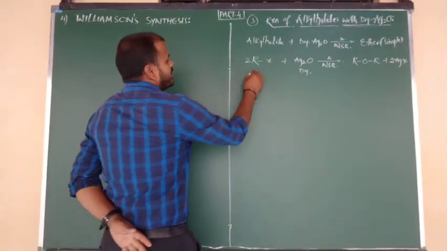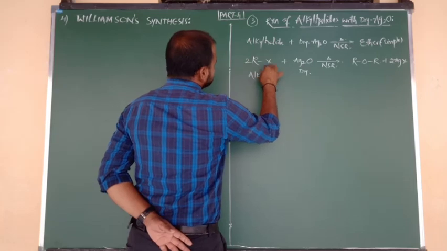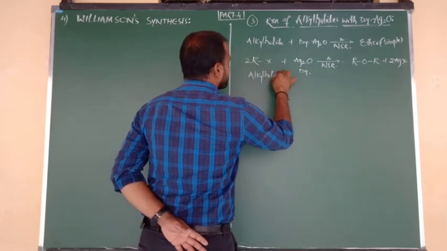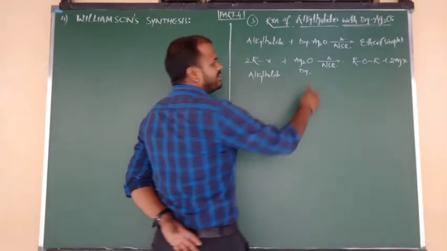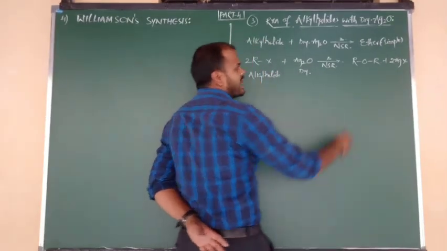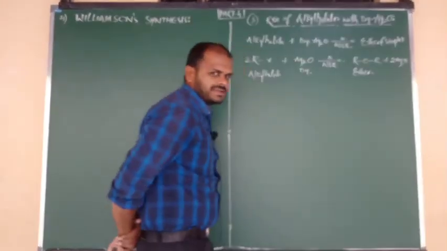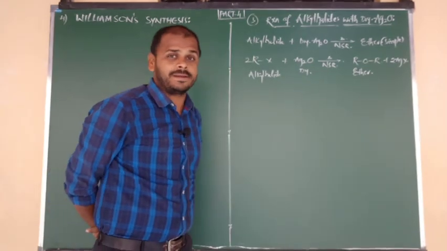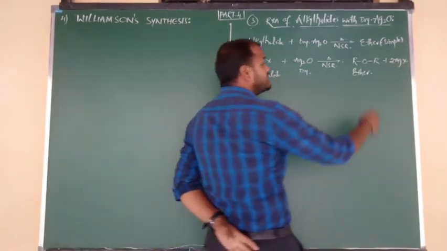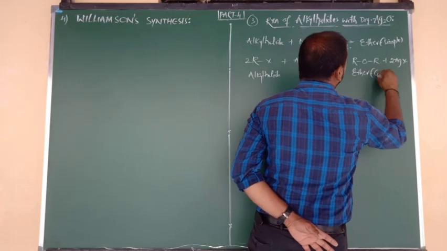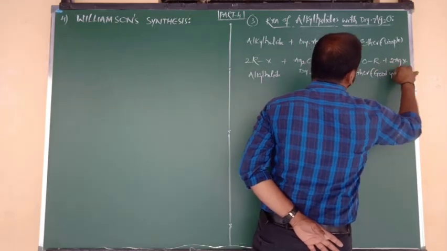Okay, so here we have to write that RX is nothing but alkyl halide. Upon reaction with Ag2O, dry silver oxide, it forms the product, which is nothing but simple ether, and also we can say symmetrical ethers. And try to remember, in this method we get ether in very good yield.